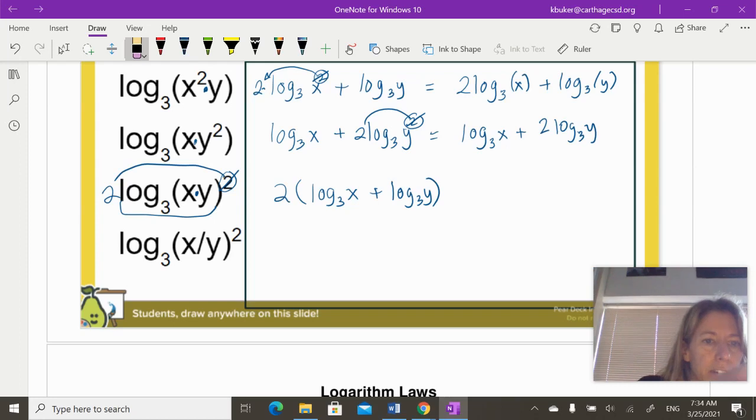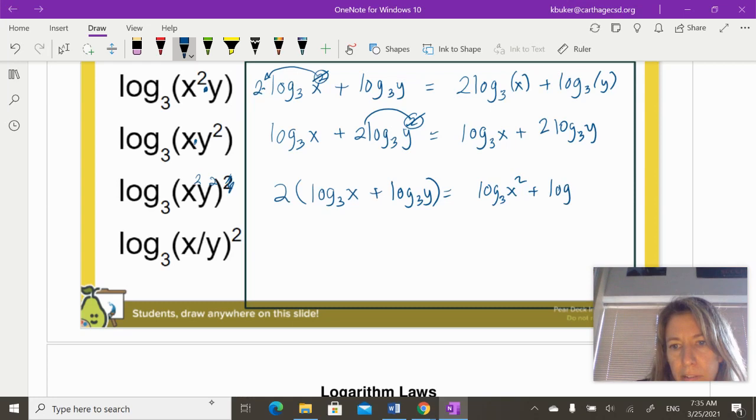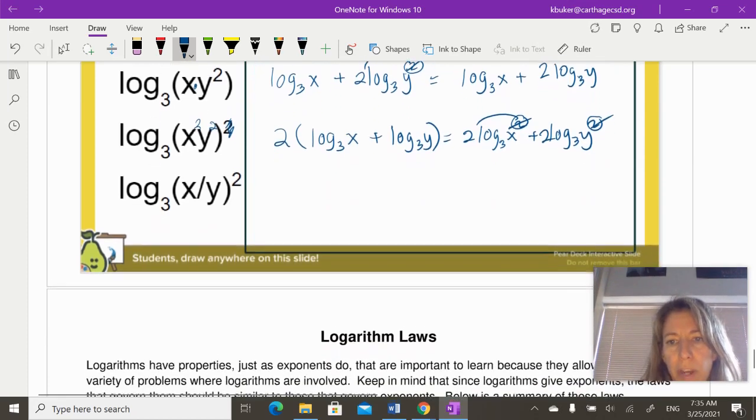Another way I could have attempted that from the beginning, since xy squared is the same thing as x squared y squared, I could have done log base 3 of x squared plus log base 3 of y squared, and then I could throw my exponents out front, multiply them. And basically this is the same thing, it's just the 2 is distributed. So hopefully you see that there's more than one way to tackle that problem.